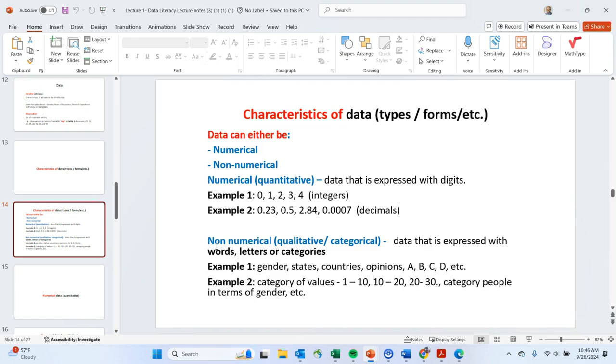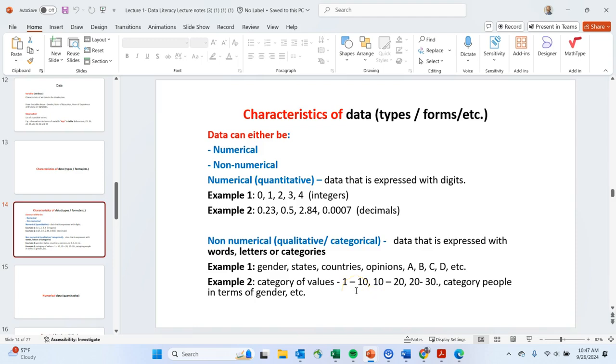But non-numerical data is the kind of data that is not in numerals, and it's data which can be in words, letters, or categories. Let's say we are talking about countries. They are not numerals, but they are names. We have A, B, C, D. These are words. Also, we may have data organized into categories. So we may have data organized in categories from 1 to 10, 10 to 20, 20 to 30. In this case, we have 3 categories of data.